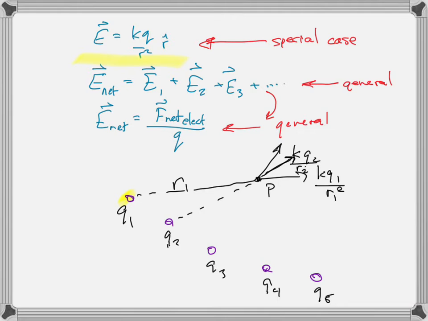Charge 3 has a field in that direction, charge 4 has a field in that direction, charge 5 has a field in that direction. The net field is just the sum of all those fields, but it's a vector sum. It's not trivial, but it's just the vector sum of all those point charges. Or if somehow we knew what the net force was that those 5 charges exerted on a charge Q at point P, then we could just take that and divide out the test charge Q in order to find the net field at that point. So that's how to deal with collections of charges. We just have to add up the fields or add up the forces.